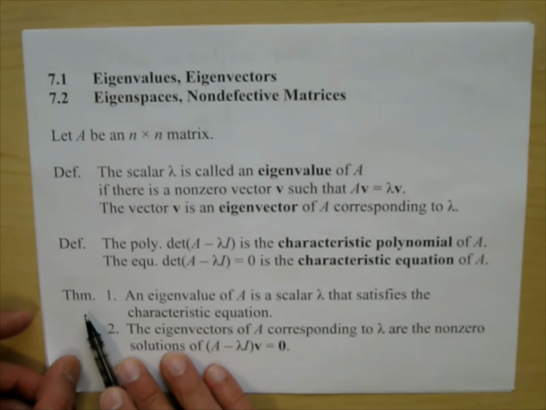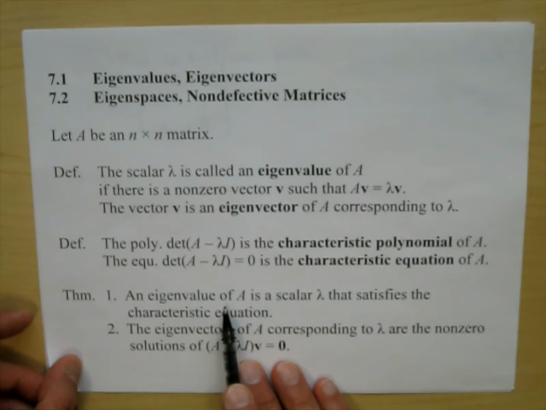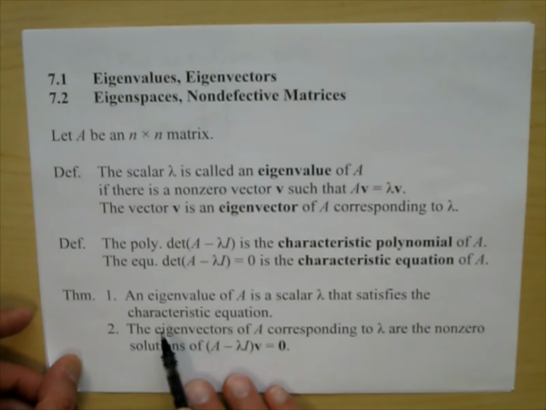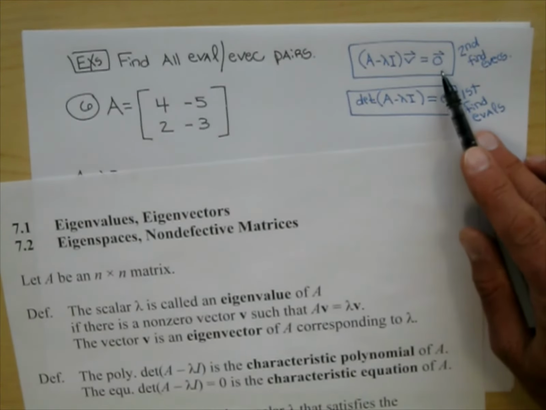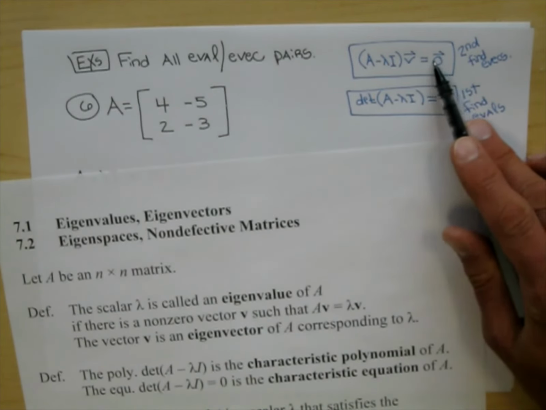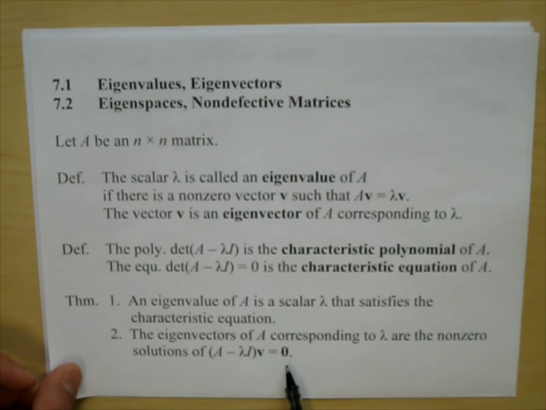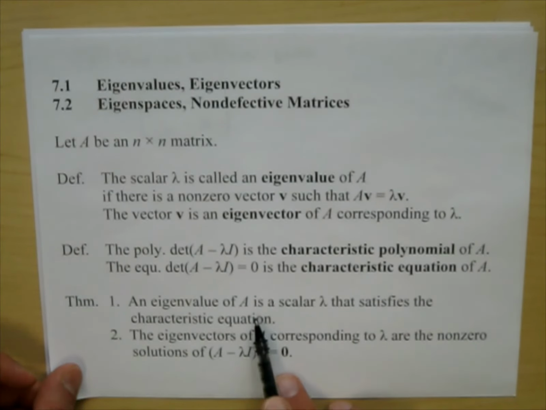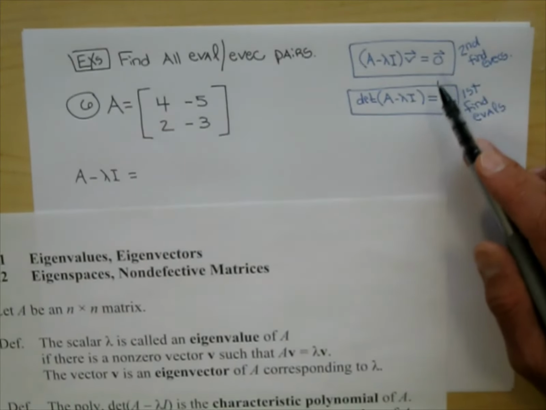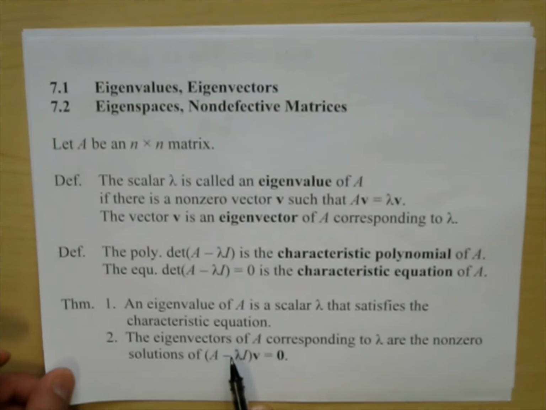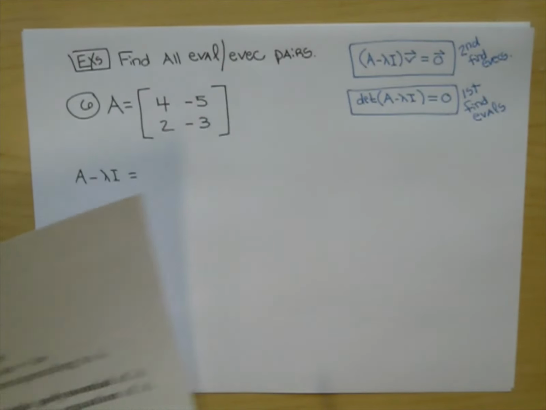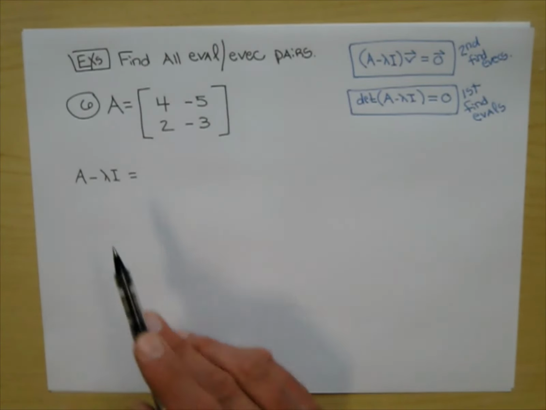Theorem. An eigenvalue of A is a scalar that satisfies the characteristic equation. The eigenvectors of A corresponding to lambda are the non-zero solutions of A minus lambda I times v equals 0, which we have right there. That has a bar above it, which means it's a bold 0, and that's the 0 vector. So these two statements of this theorem tell you what we're going to do. We can look at this theorem all we want, but until we do an example, it's not going to click. Okay? So, A minus lambda I.